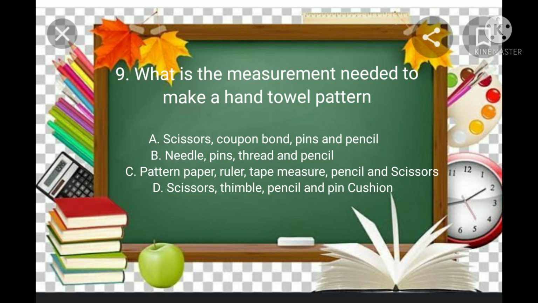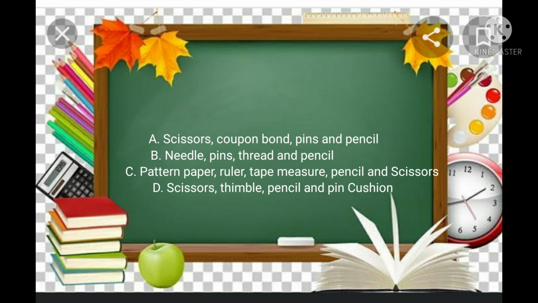Number 9. What is the measurement needed to make a hand towel pattern? A. Scissors, coupon bond, pins, and pencil. B. Needle, pins, thread, and pencil. C. Pattern paper, ruler, tape measure, pencil, and scissors. D. Scissors, thimble, pencil, and pin cushion.